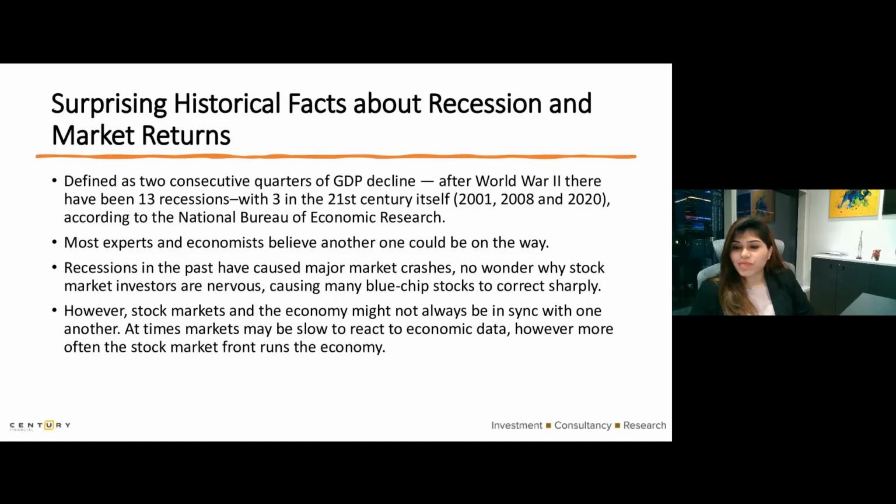Right. So, exactly, when it comes to the economy and stock markets, they may not always be in sync with one another. There are times when obviously markets are slow to react to the economic data, but more often than not, the stock market front runs the economy. I'm sorry, it won't be always, but more often than not, stock markets do front run the economy.